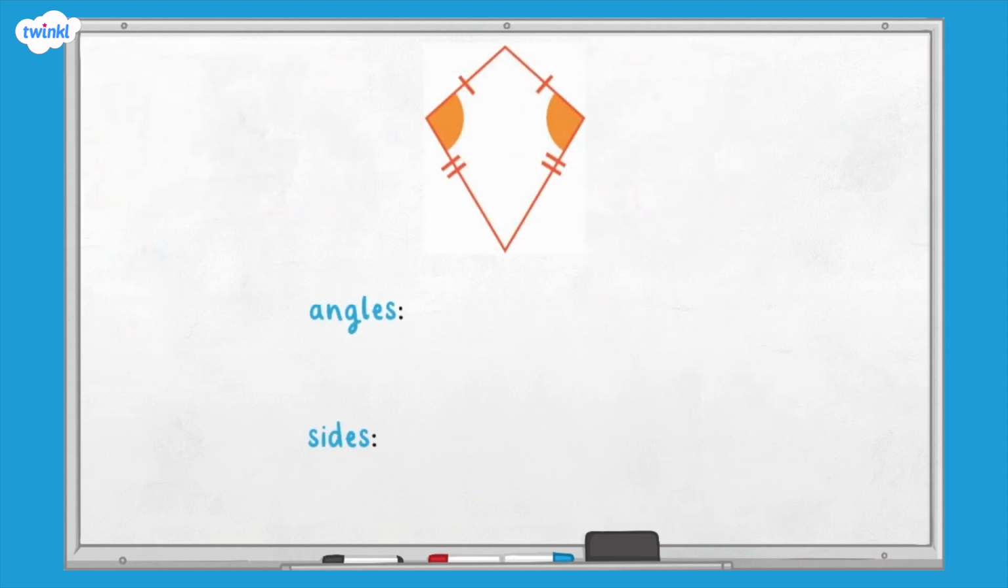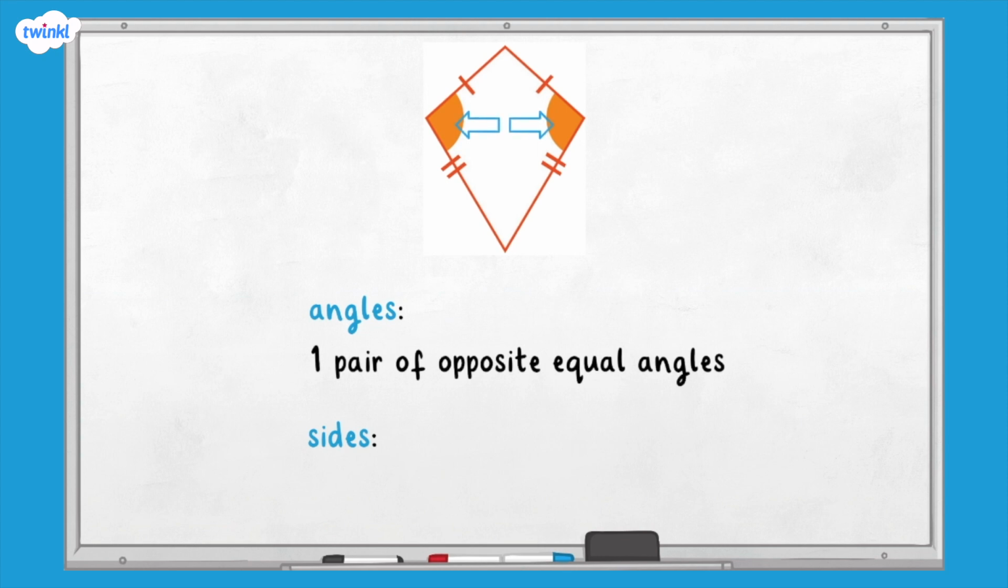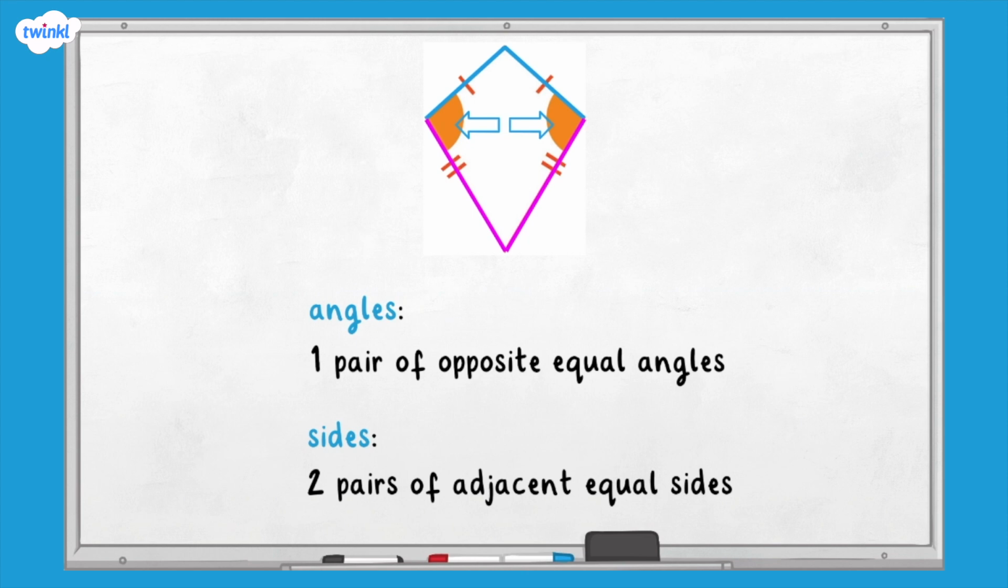This quadrilateral has 1 pair of opposite equal angles. It has 2 pairs of adjacent sides that are equal in length. Adjacent means that they are next to each other. A quadrilateral with these properties is called a kite.